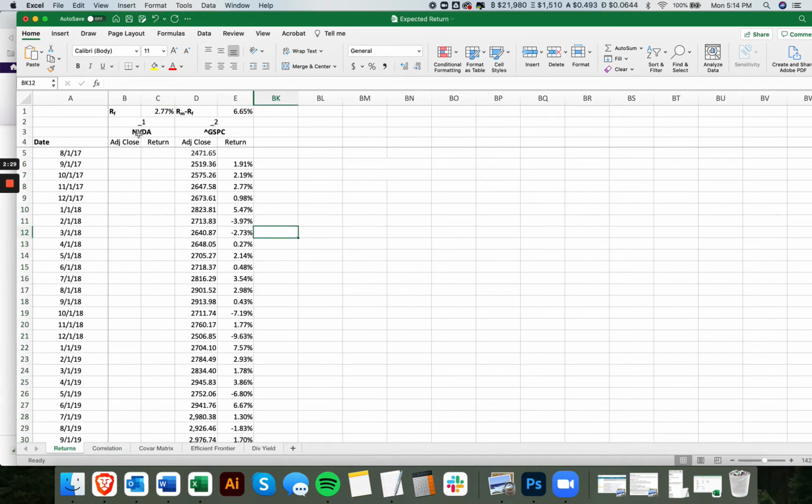So we're comparing Nvidia with the S&P 500. The ticker for S&P 500 is ^GSPC. So if you're confused by that, that's just what that means. We're measuring the adjusted close and then the natural log of the return, which is a continuously compounded return of Nvidia against GSPC or S&P 500.